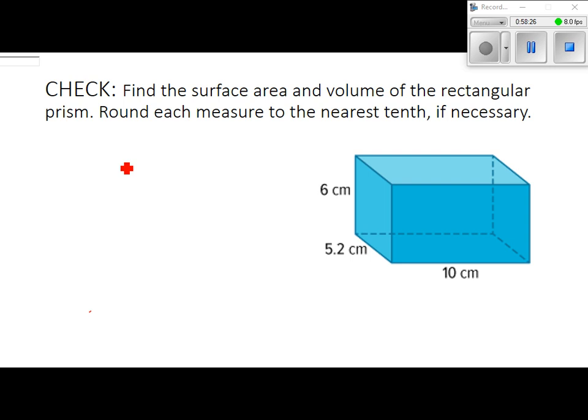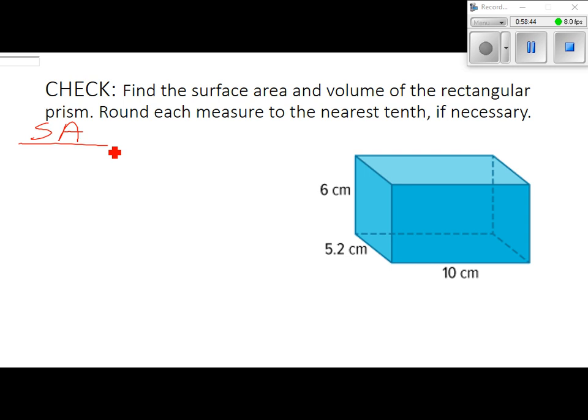Find the surface area and the volume of the rectangular prism. Round each measure to the nearest 10th. So we're going to use our calculators and round it off to the nearest 10th when we get to that point. First we'll do surface area, and usually I abbreviate surface area SA.